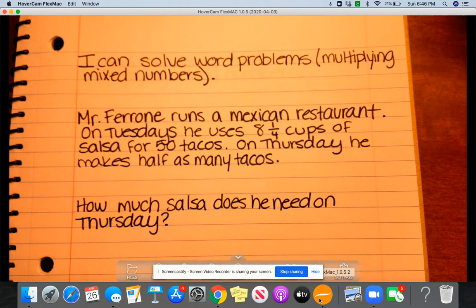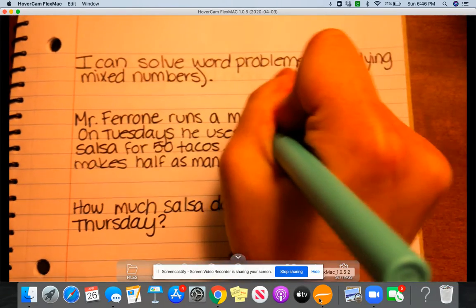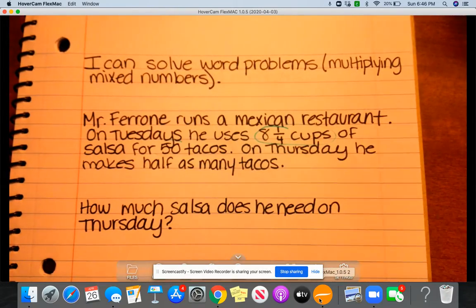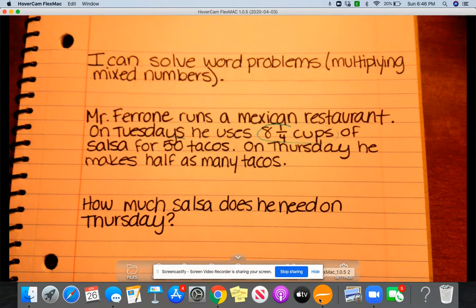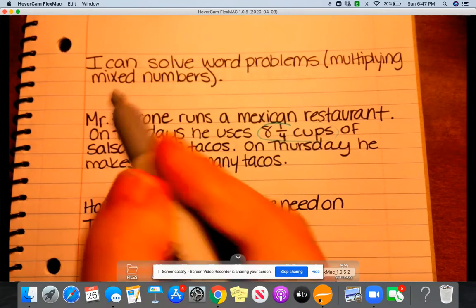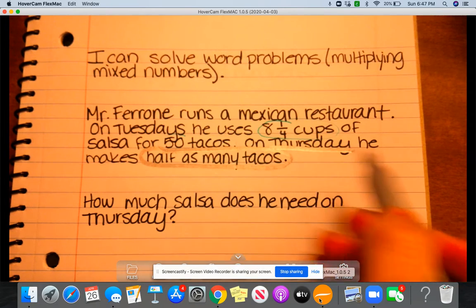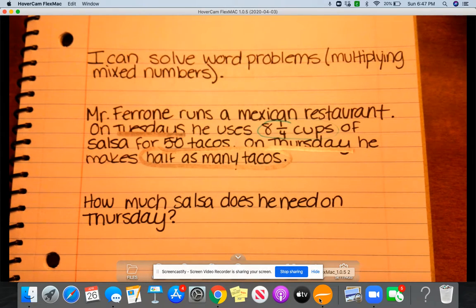So the first thing we're going to do is circle that important data. So on Tuesdays, he uses 8 1/4 cup for 50 tacos. On Thursdays, he makes half as many tacos on Thursday than on Tuesday. Okay. So first, how much salsa does he need on Thursday?